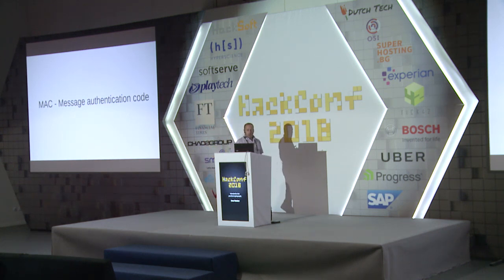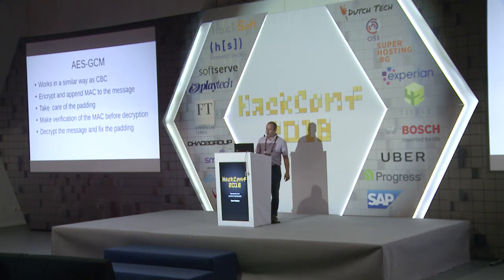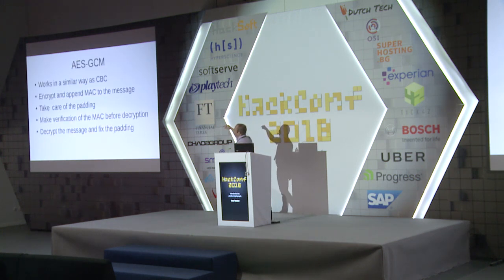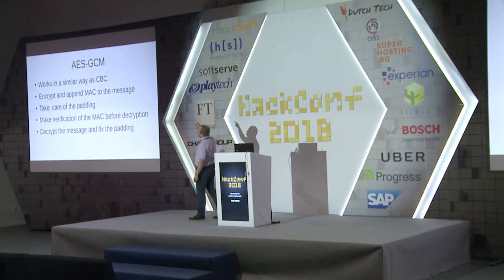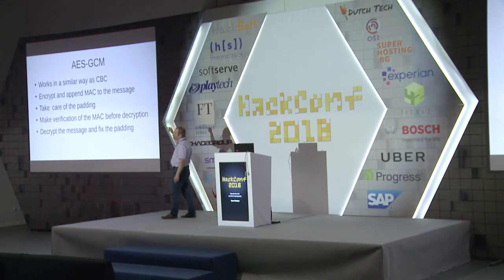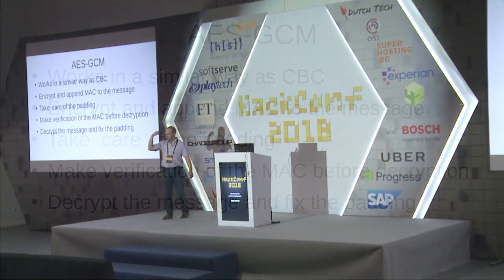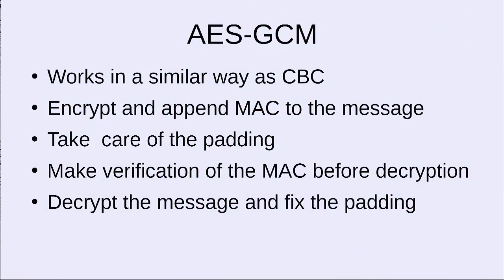And as I mentioned, there are a bunch of those algorithms, but luckily for us, in the standard of AES, there is something called AES-GCM. It works in a similar way as CBC. You provide your message, your key, and your initialization vector, but GCM will encrypt the message, fix the padding of the message, and will set this message authentication code.